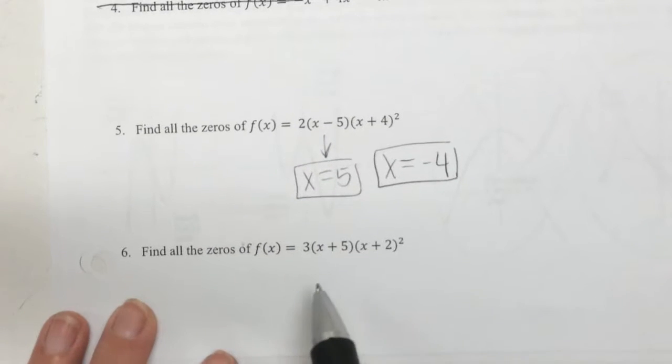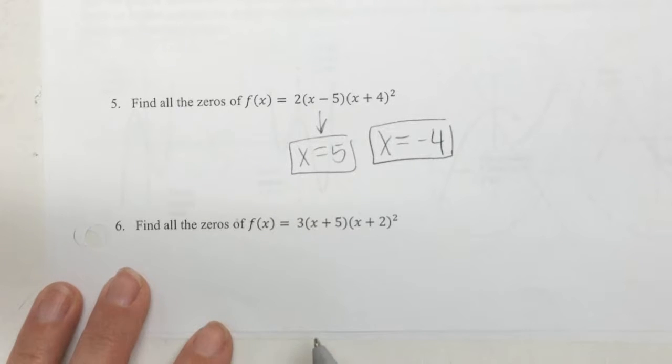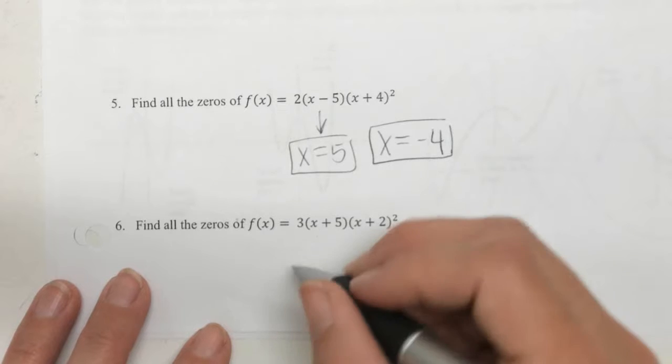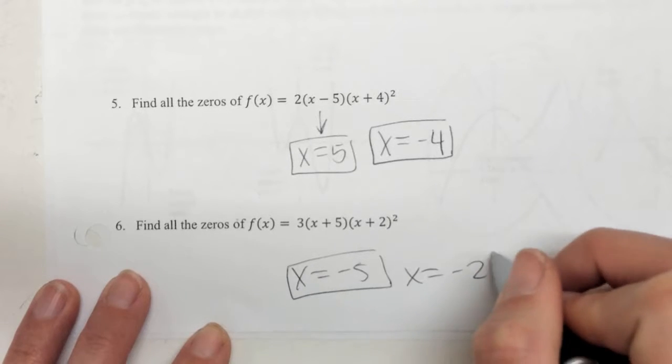Alright, Ms. Price, if you'll pause and let them do this one, and then when they're ready, just unpause it so they can check their work. Alright, the answer was x equals negative 5, x equals negative 2.